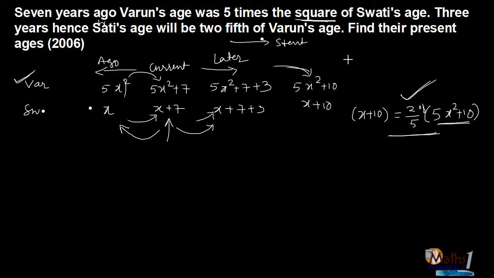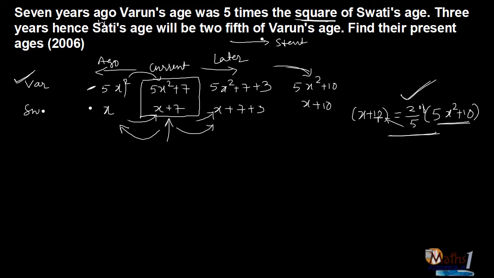And the question asks for present ages. Remember that this x and 5x square is not the present age. This is our main thing. So if you find x and substitute here, we get the current ages of both of them. So let's go back here. What I'll do here is cross multiplication.